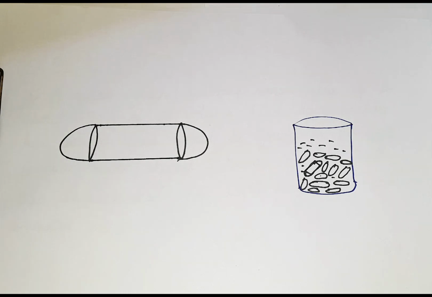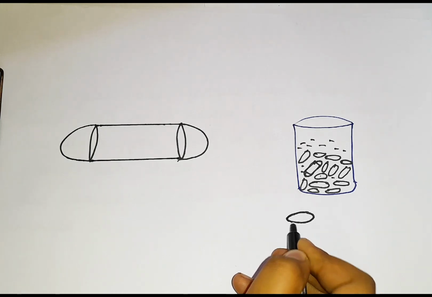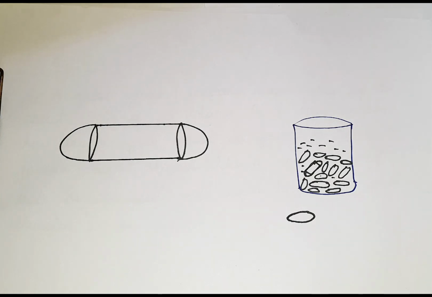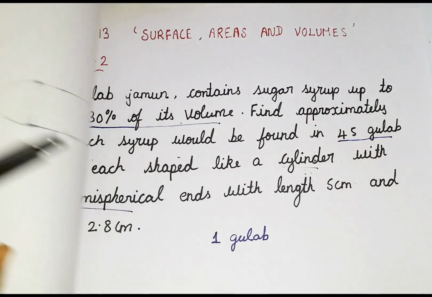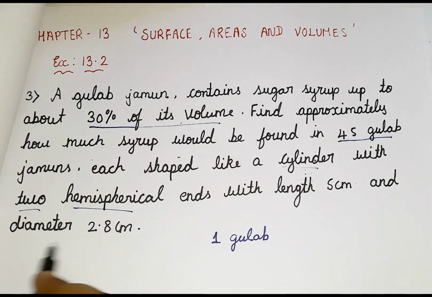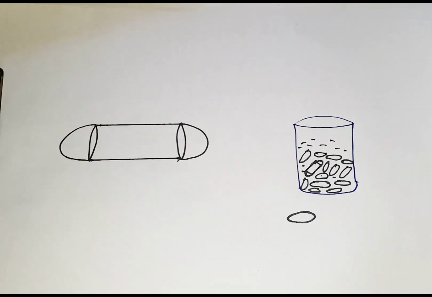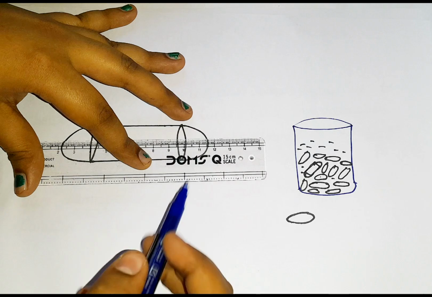Remember guys, in this question the gulab jamun is in the shape of a cylinder as well as hemispheres. If possible I'll show the image also. So this is a closer look of a gulab jamun. They had mentioned the length of the gulab jamun, right? So the length is 5 centimeter, diameter is 2.8 centimeter. Length means the complete figure. They mentioned the length of the complete figure.